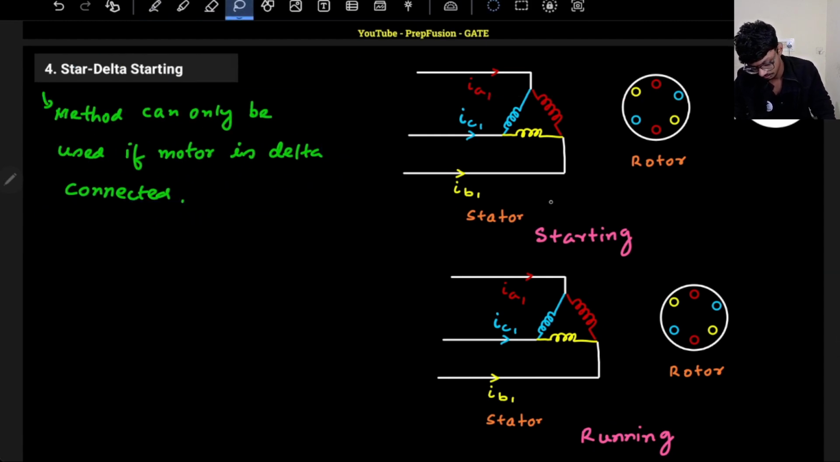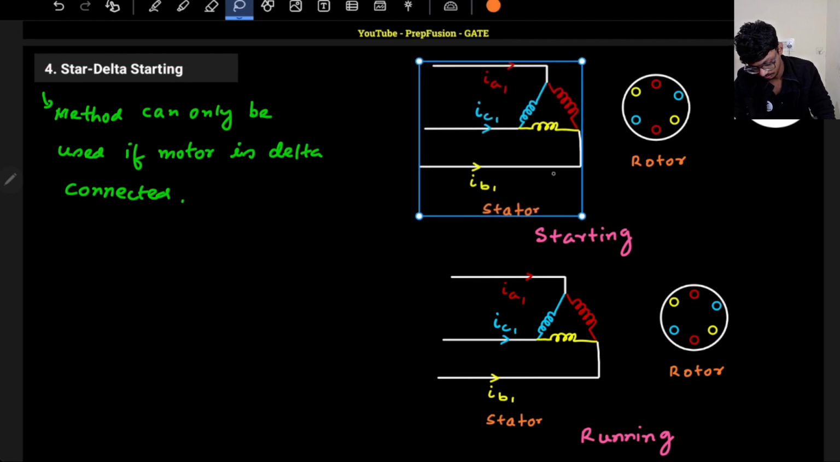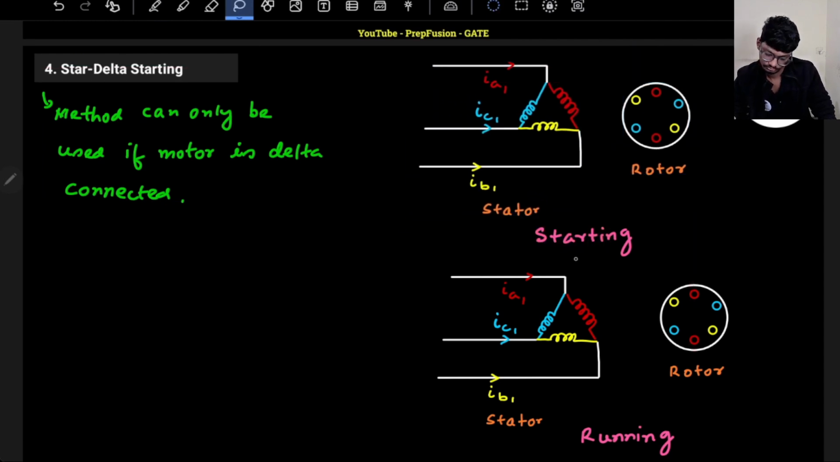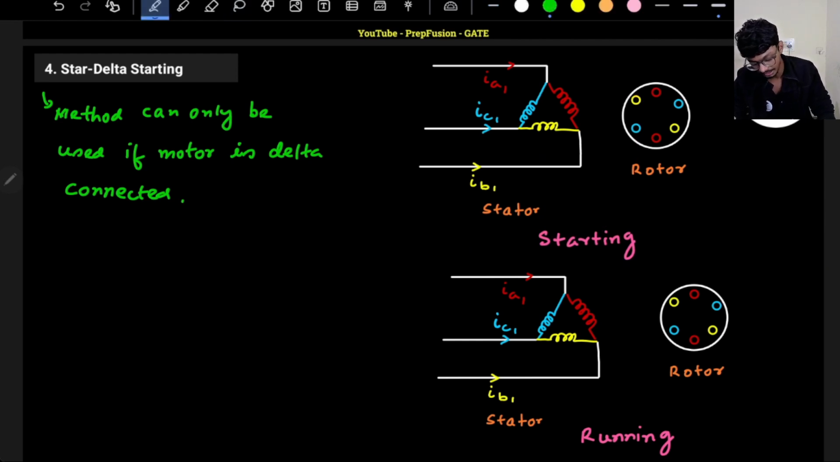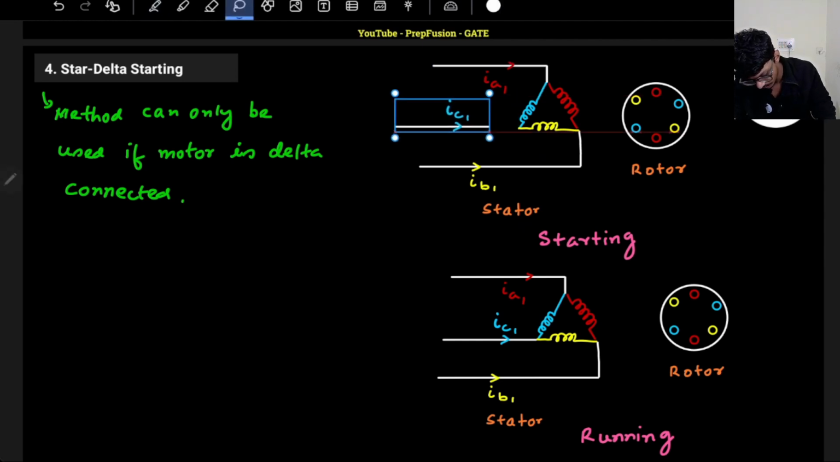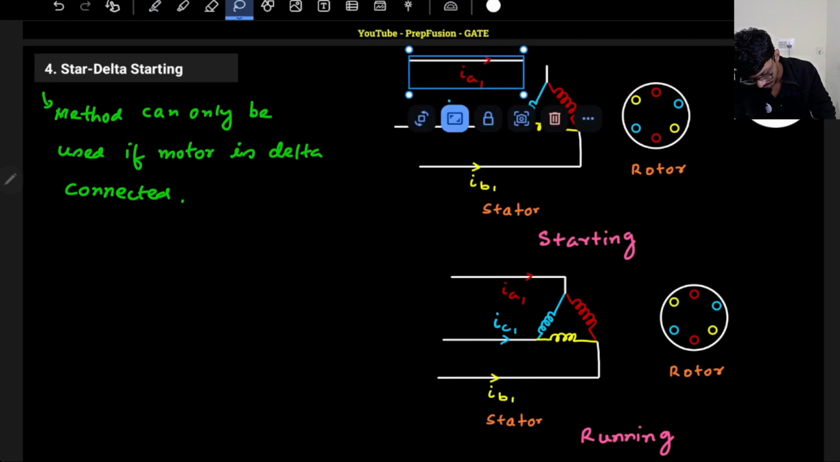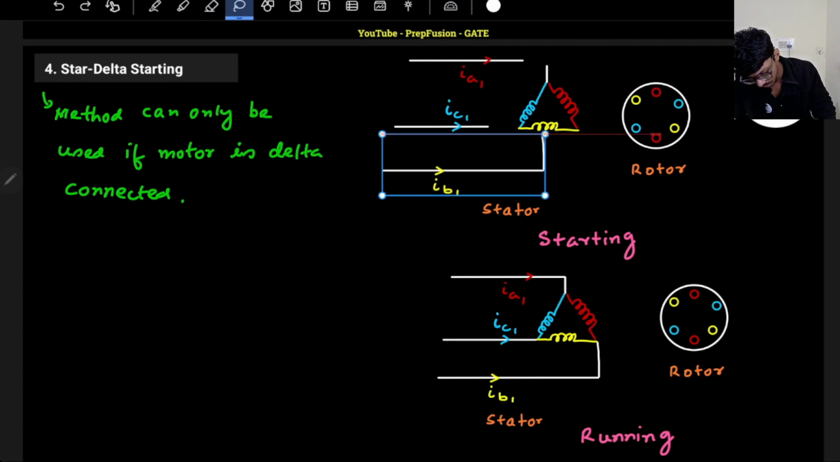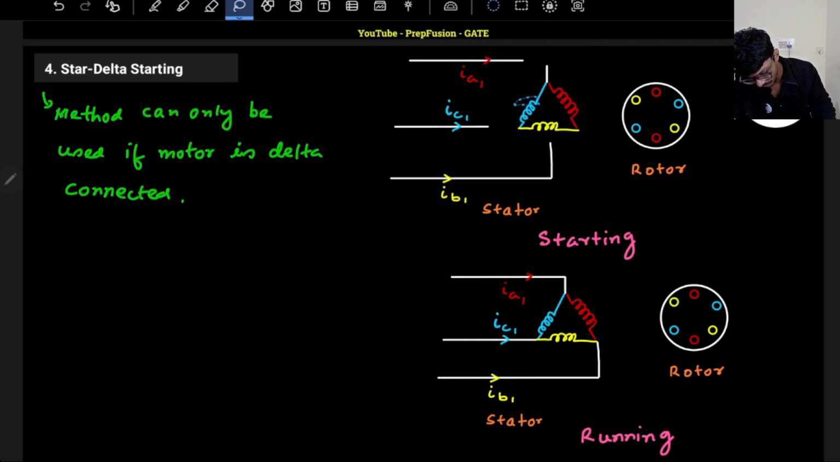Okay, so if motor is delta connected, then initially at starting I'll connect them in star. So how will I connect them in star? From the supply side itself, I will change the connections. Basically these windings, I will change the connections of these windings. Somehow there will be connections. In the starting they will be connected in star. Okay, these coils will be connected in star.